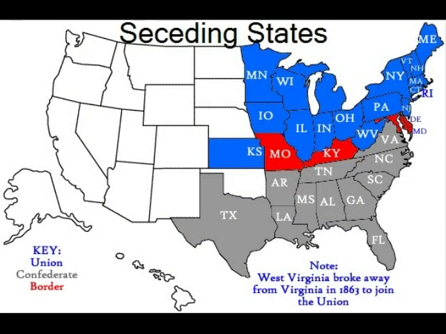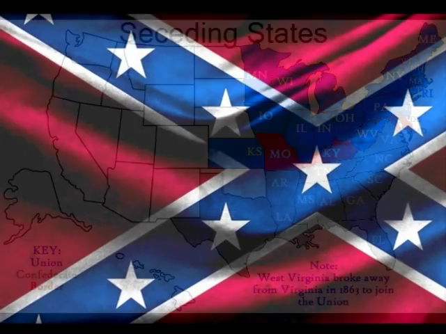The month following Abraham Lincoln's election, South Carolina seceded from the Union. They were then followed by Mississippi, Florida, Alabama, Georgia, Louisiana, and Texas. The seceding states decided to form their own nation. On February 9th of 1861, the Confederate States were formed. Jefferson Davis is elected as the president of the newly formed states.